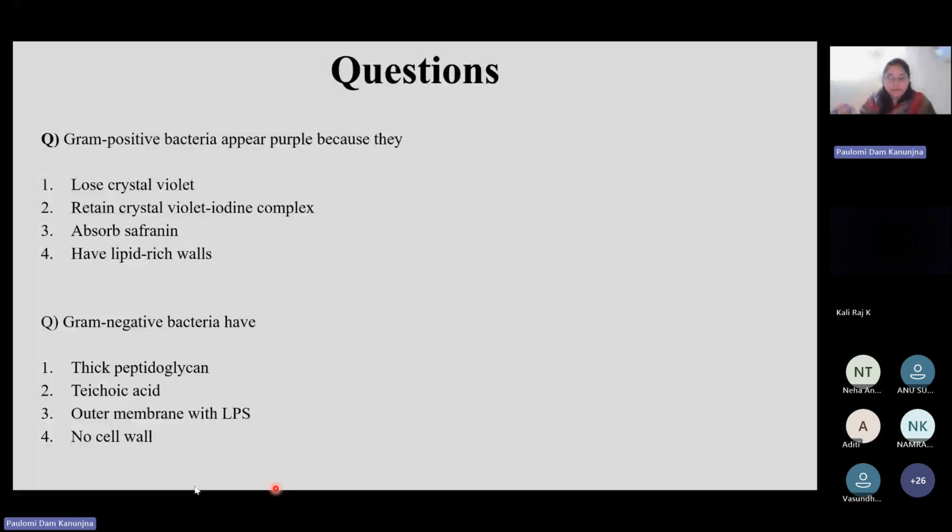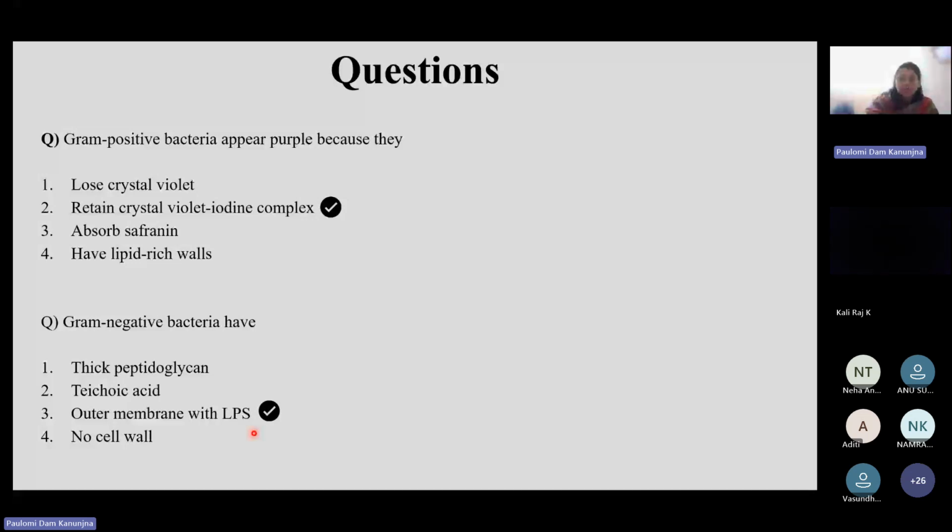So we have gram-positive bacteria, which appear purple. The purple appearance is due to the retention of the crystal violet-iodine complex, also called the CVI complex. The next one is gram-negative bacteria, which have an outer membrane with LPS, lipopolysaccharide. It's a very simple idea. This is the coloration we are talking about. It's part of an experiment called gram staining, which explains the difference between gram-positive and gram-negative. The names gram-negative and gram-positive come from the result of the gram staining.